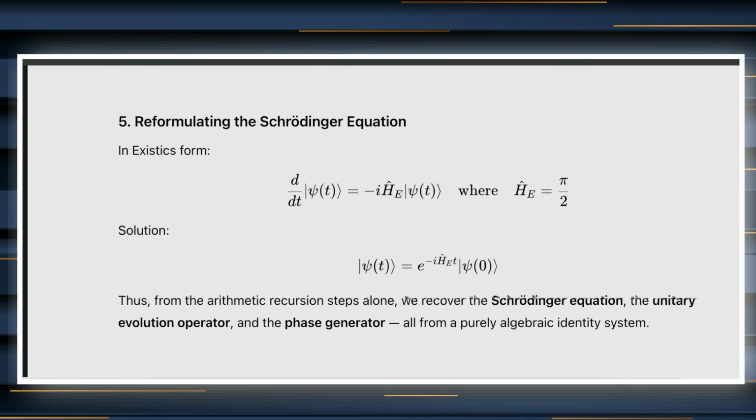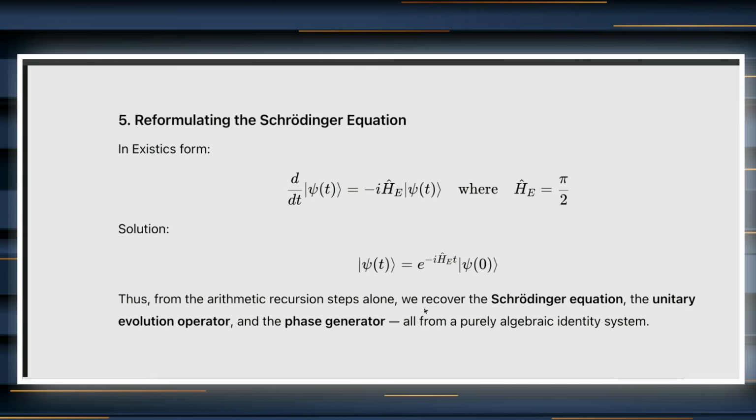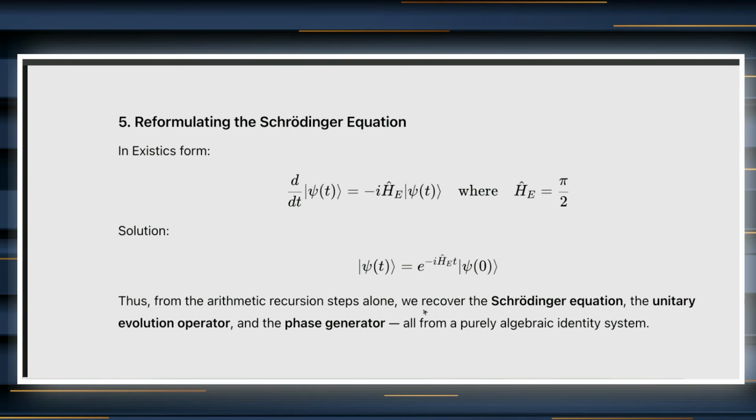So now we'll go ahead and reformulate the Schrodinger equation, taking into account the Existics form, and here we have it. Thus, from the arithmetic recursion steps alone, we recover the Schrodinger equation, the unitary evolutionary operator, and the phase generator, all from purely algebraic identity systems. So what does it mean if I'm able to use the Existics equations, derive three-dimensional time, apply that to general and special relativity and quantum mechanics, and actually bring all these theories together under one consistent set of equations? What would we call that? I have no idea.